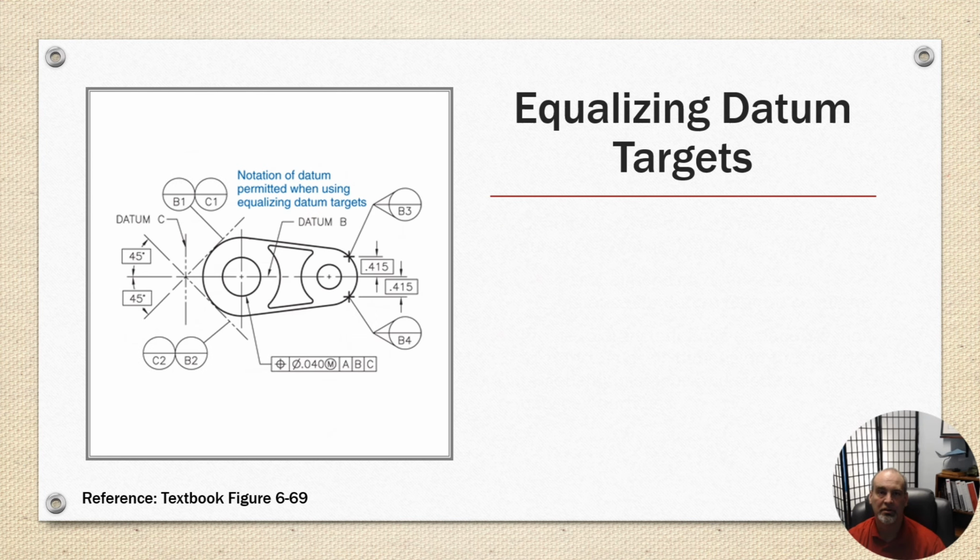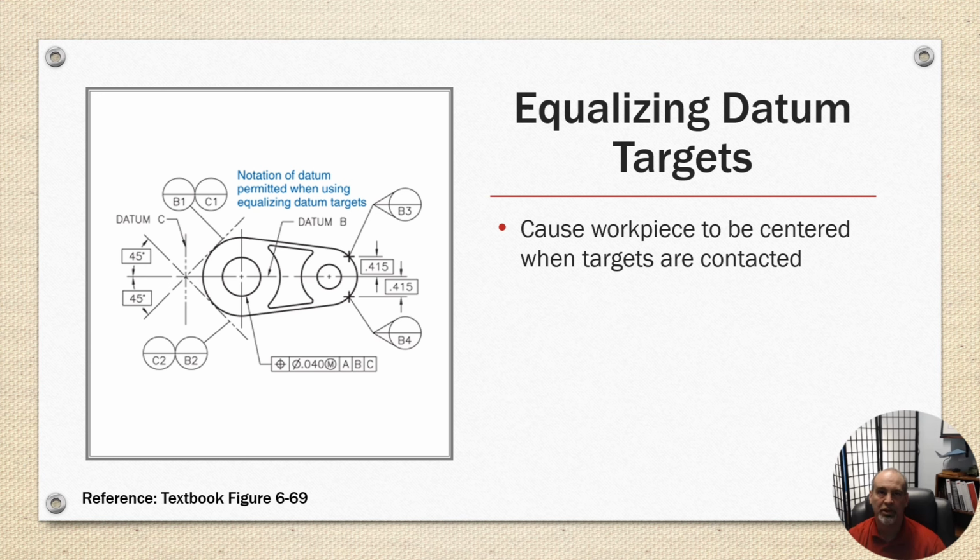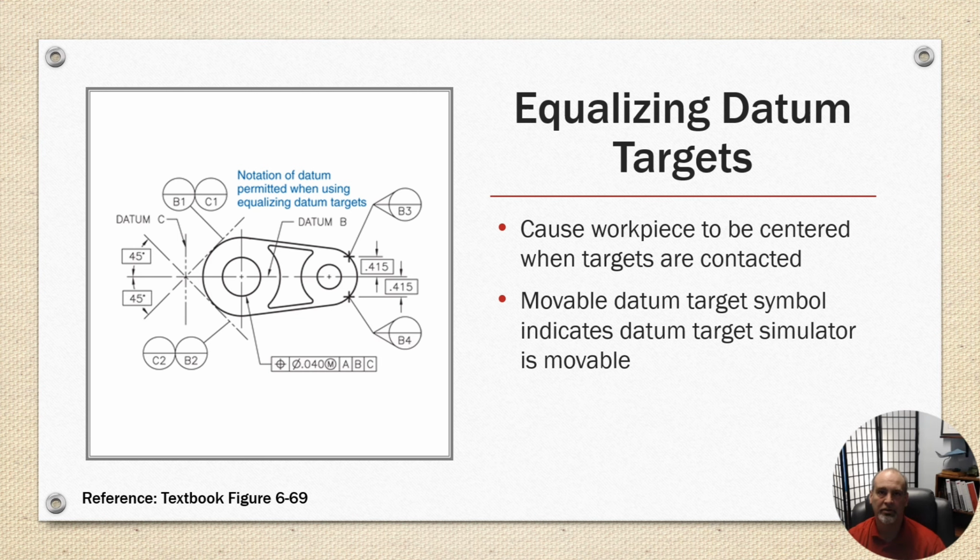Equalizing datum targets. It can cause the workpiece to be centered when the targets are contacted, and the movable datum target symbol indicates the datum target simulator is movable. And the direction of movement is indicated with a line if needed. So in the example on the left, datum C has a line indicating that it can move. The size of the arc meets the datum targets B1, C1, C2, and B2. So the movable part is only applicable to datum C.